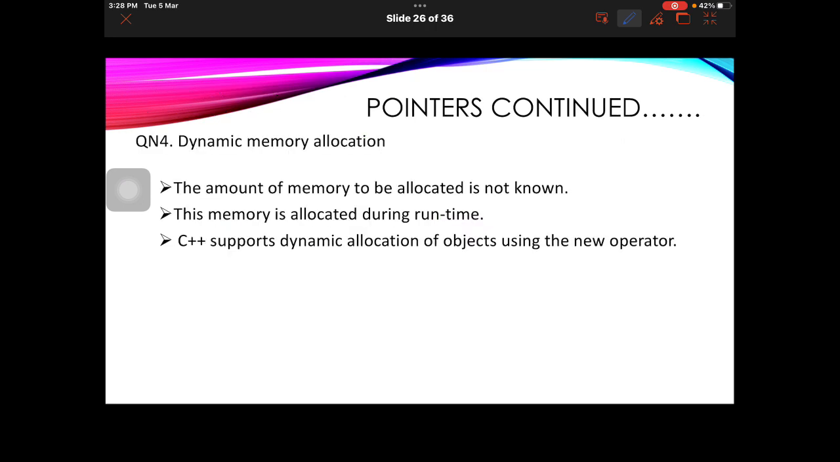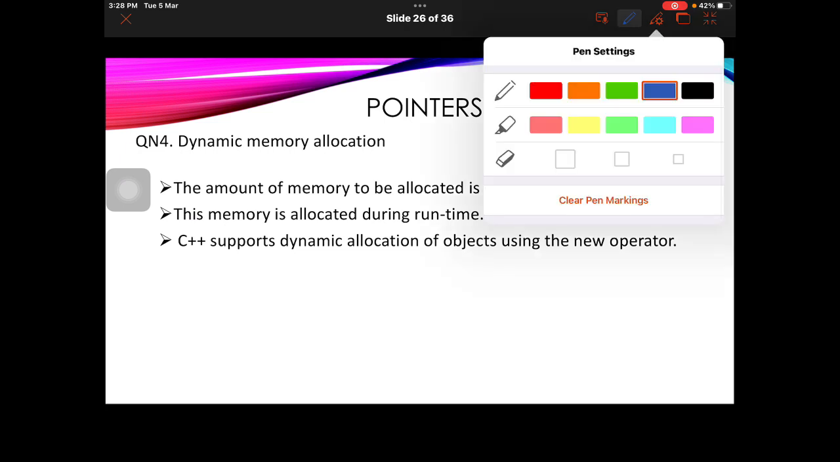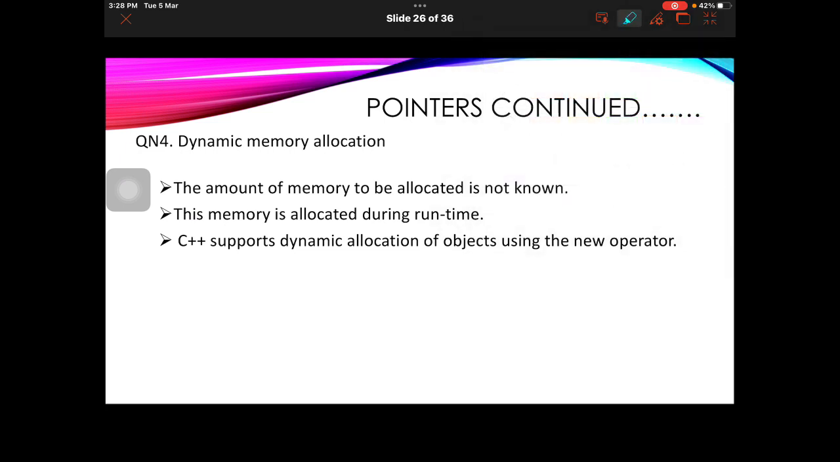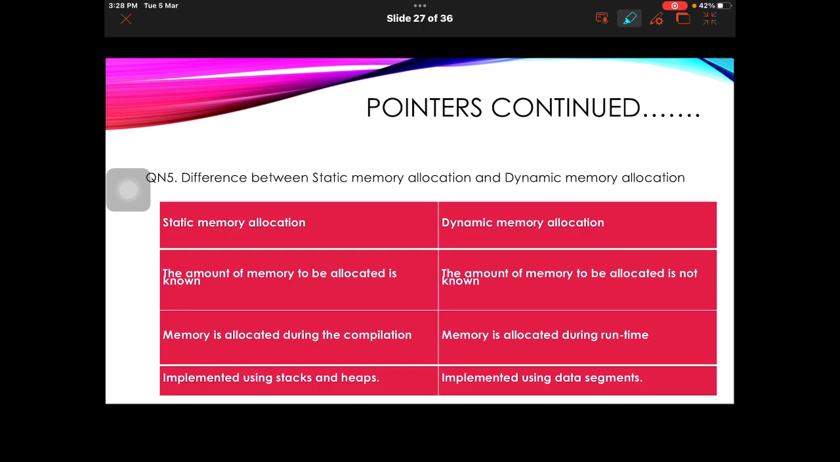Then the next question in the pointers chapter is dynamic memory allocation. In dynamic memory allocation, the amount of memory to be allocated is not known. We cannot predict how much memory we need. This memory is allocated during runtime. Whenever we are running the program, only at that time the memory will be allocated. C++ supports dynamic allocation of objects using the new operator. So how can we implement this concept of dynamic memory allocation? Using the new operator. These are the 3 points that come under dynamic memory allocation.